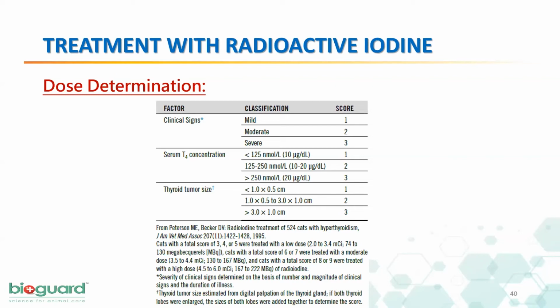Next, the third parameter which you can use to decide the dose is the thyroid tumor size or the growth of the thyroid gland. Based on that, and also the volume, you can see how much radioactive iodine you need to introduce into the cat.